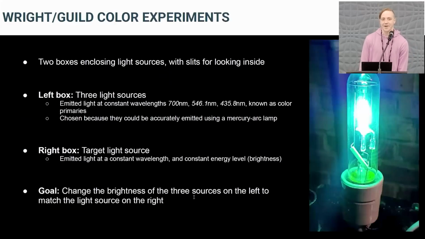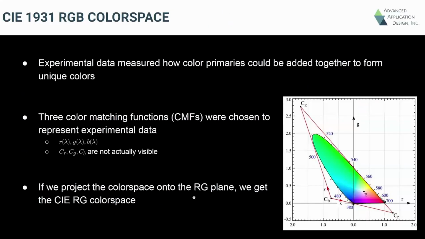If you're curious about what this experimental data looked like, the experiments consisted of two boxes with eye holes in them. The box on the left had three lamps that emitted light at constant wavelength, but variable brightness, and the box on the right had a single lamp of constant wavelength and constant brightness. The goal of a participant in the experiment was to selectively modify the brightness of the lamps on the left such that they blended together to match the color perceived on the right. This experiment essentially measured the additive properties of color. They measured how color primaries could be added together to form unique colors.